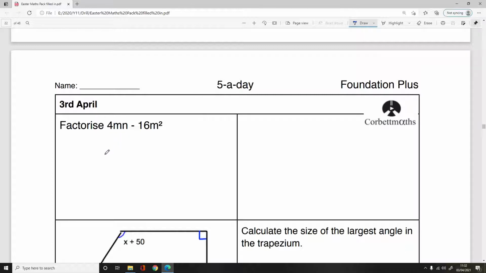Okay, so starting with the grade 5/6, we've got some factorising. We are looking for the biggest number that goes into both of these, which is 4. We are looking for any letters they have in common, which is M, and then anything we've missed out that would expand to that term. 4m bracket n minus 4m.